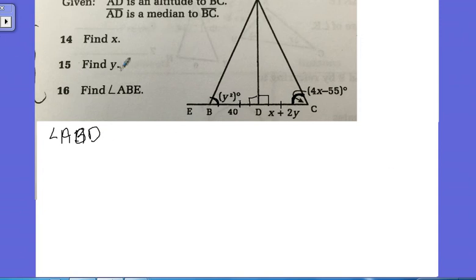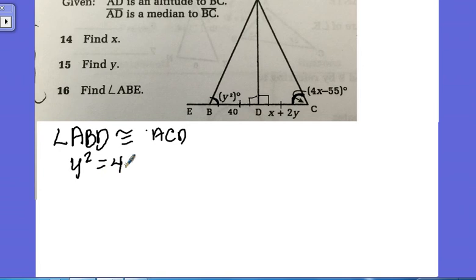And so we can say that angle ABD is going to be congruent to angle ACD. Sorry about that, guys. I needed a fatter pen. So we can take our two quantities, y squared is equal to 4x minus 55. We get those doubles, and we've got a y squared, so we're going to have to think about what we're going to do with that.